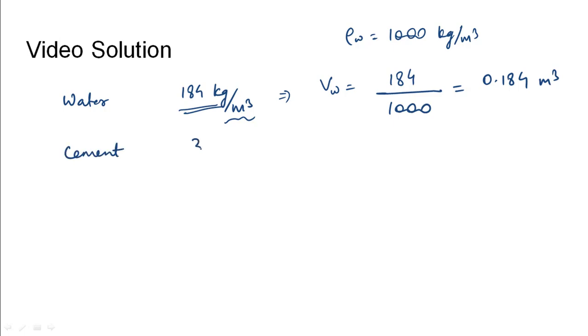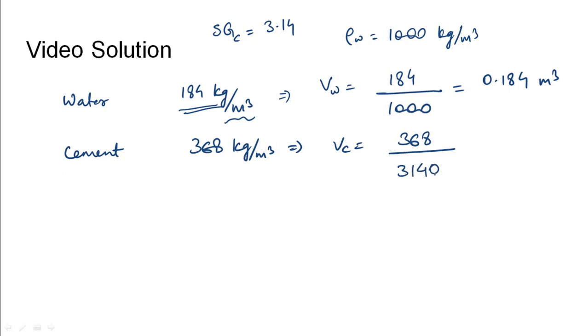So cement is given as 368 kg per meter cube. So the volume of cement would be equal to the mass of cement in each cubic meter, that is 368, divided by the density of cement. So the specific gravity of cement is mentioned as 3.14. So the density would be specific gravity into 1000, so that would be 3140. Using this the value would become 0.117 meter cube.